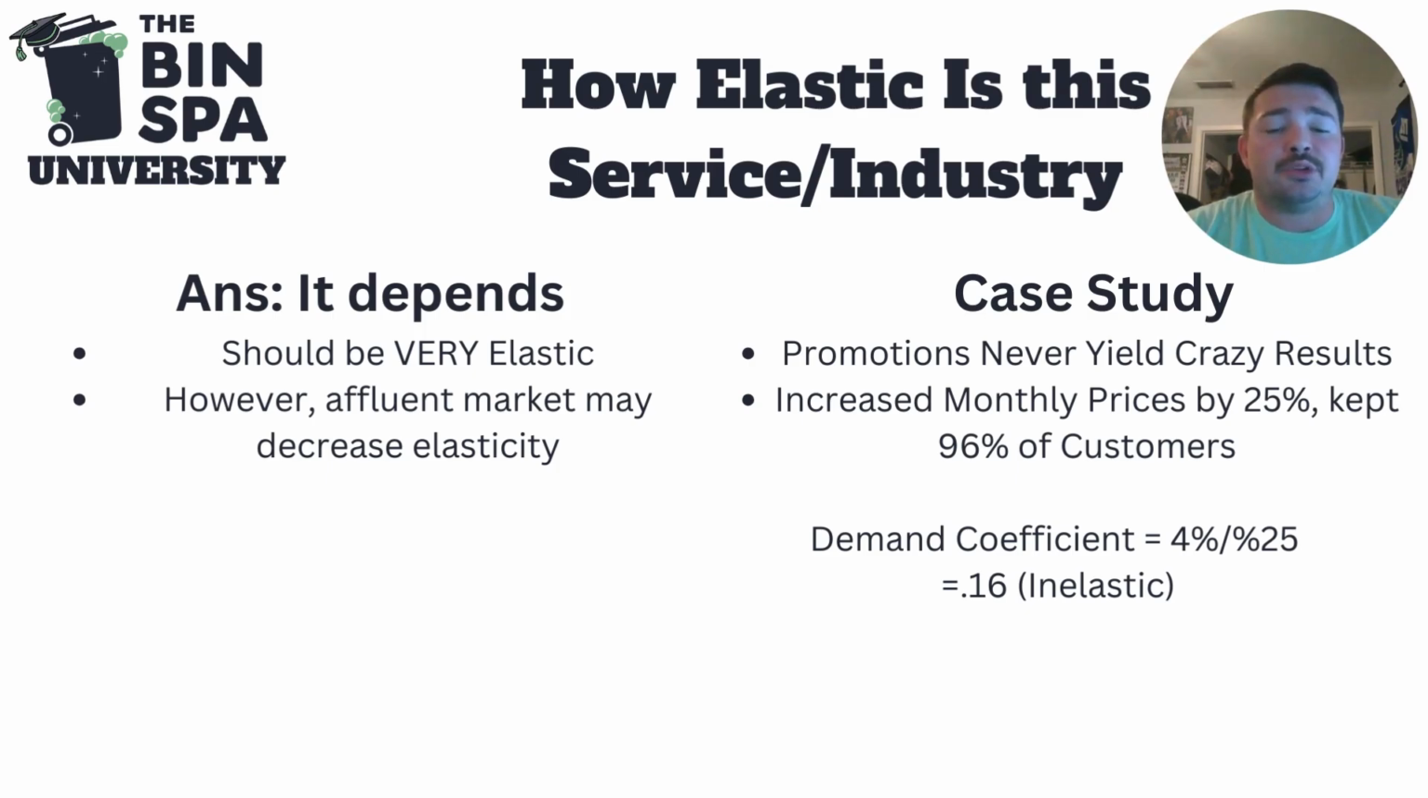Another great example is last March, I decided to increase my monthly prices by 25%. I also increased my quarterly by like 30%, my one-times by like 11%. But let's just go on a monthly for a second here because we can use some easy numbers. So I increased my monthly price from $20 to $25, which is a 25% increase.